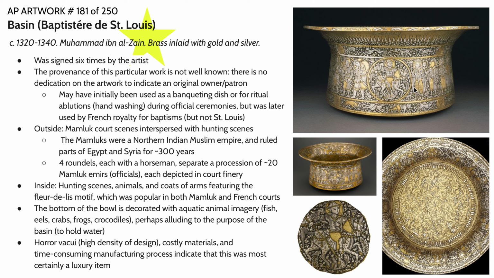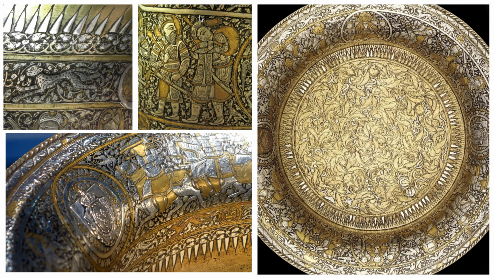So along the outer rim, there are 4 roundels. So a roundel is, again, an image that is inscribed within a circle. And each of these roundels contains a horseman. And they separate approximately 20 Mamluk emirs, or officials, each depicted in court finery. Here's a couple of examples of those officials.